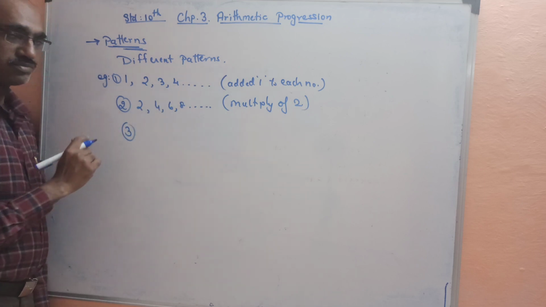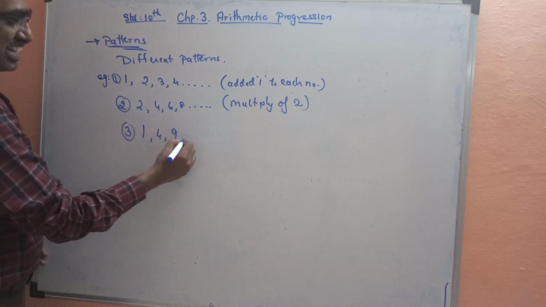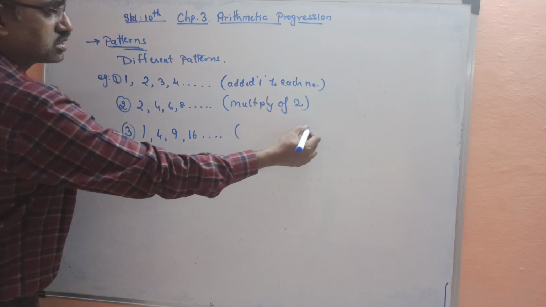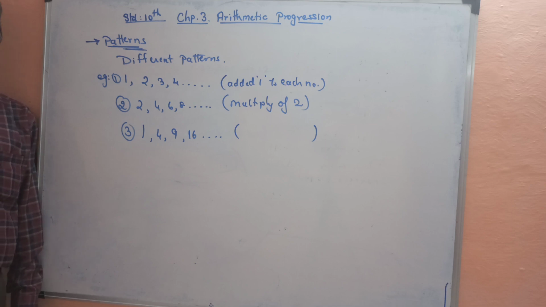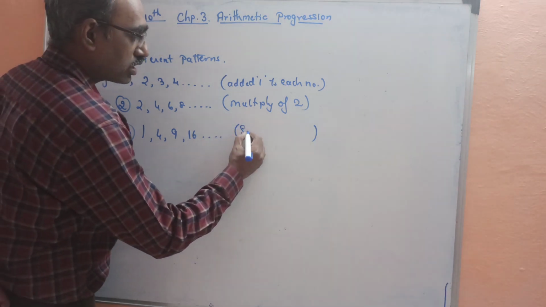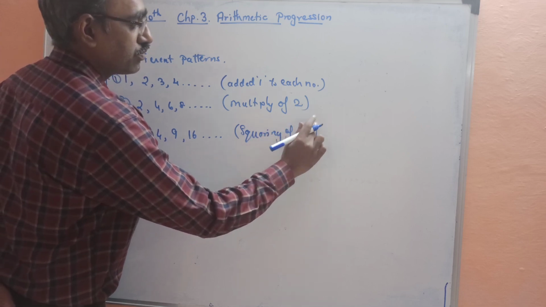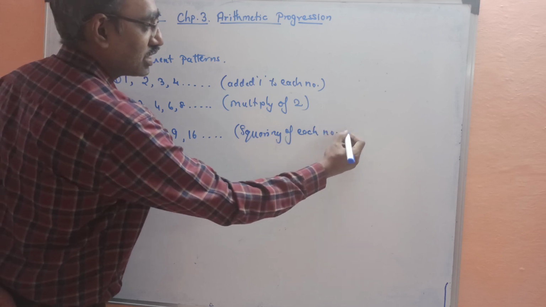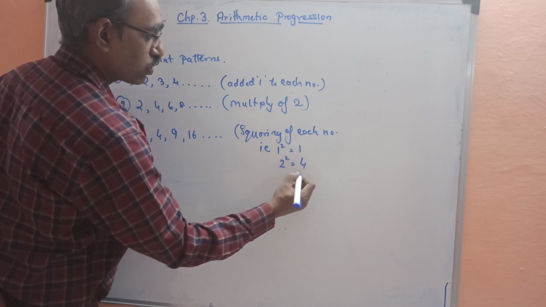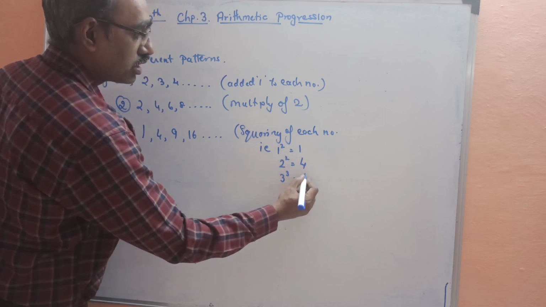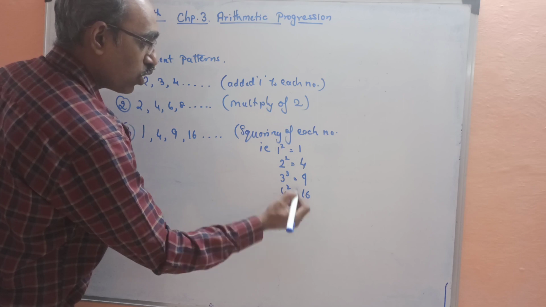I'll take one more example. I can take 1, 4, 9, 16, and so on. What can you identify by this pattern? Here it is nothing but squaring of each number. If we take 1 square, I'll get 1. If I take 2 square, I'll get 4. If I take 3 square, I'll have 9. Correct? And if I take 4 square, I'll get 16, and so on it is continuing.